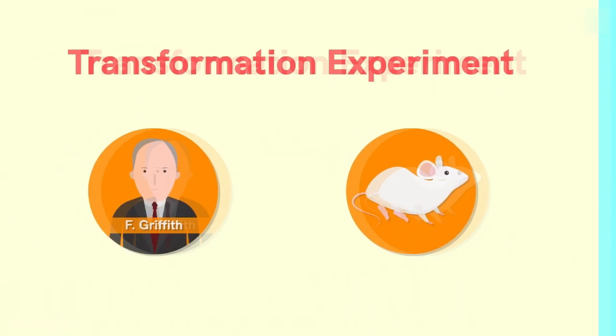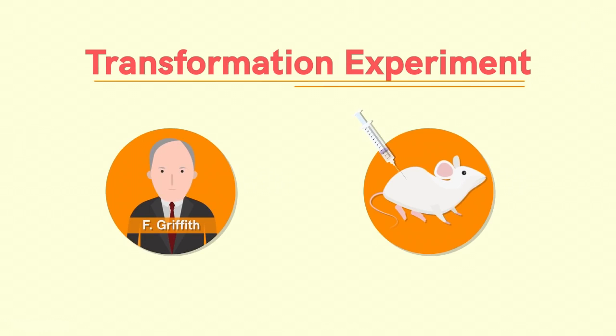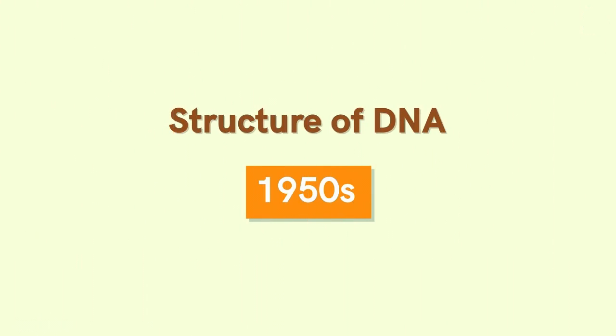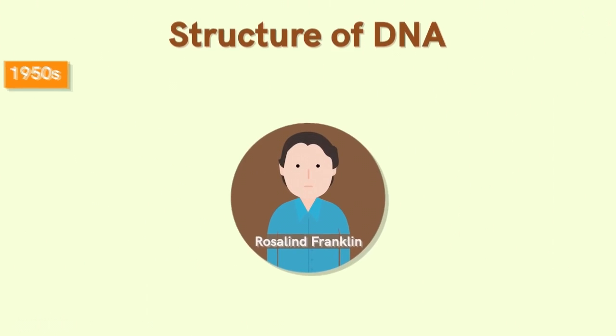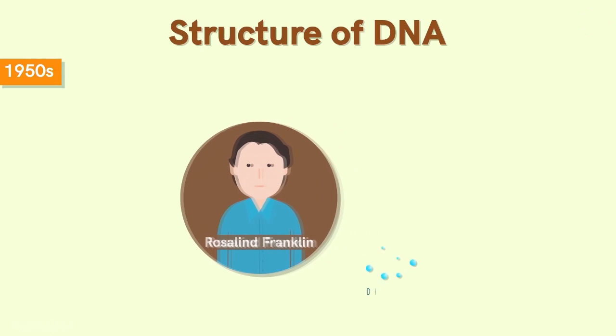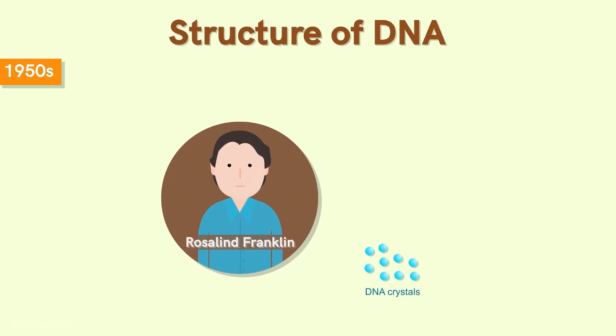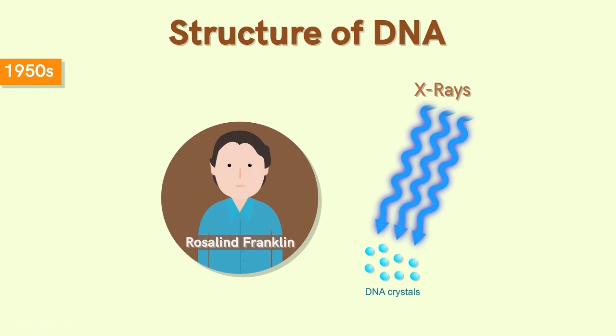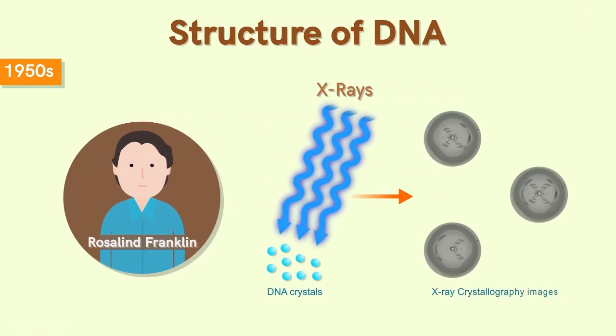However, post-Griffith's transformation experiment, the other 2 notable works in the timeline helped shift the focus towards DNA. So around the early years of the 1950s, an English chemist named Rosalind Franklin started working on DNA molecules. She isolated the DNA crystals and shone X-rays on them. As a result, she obtained fine images of the structure of DNA molecules. According to sources, the best one looked somewhat like this.